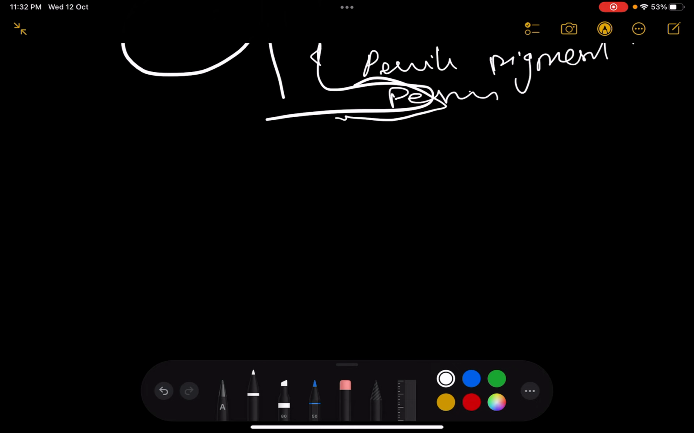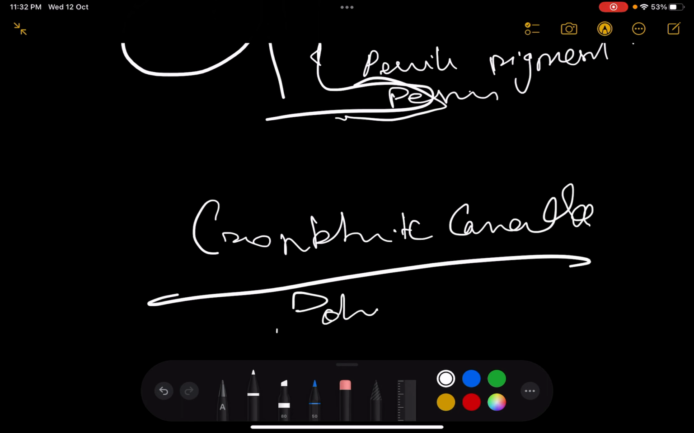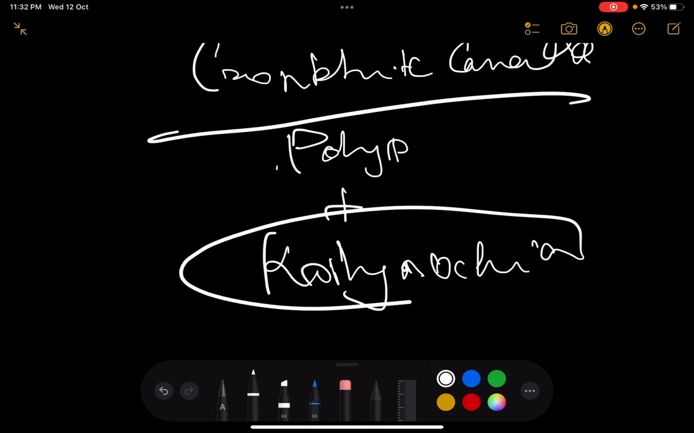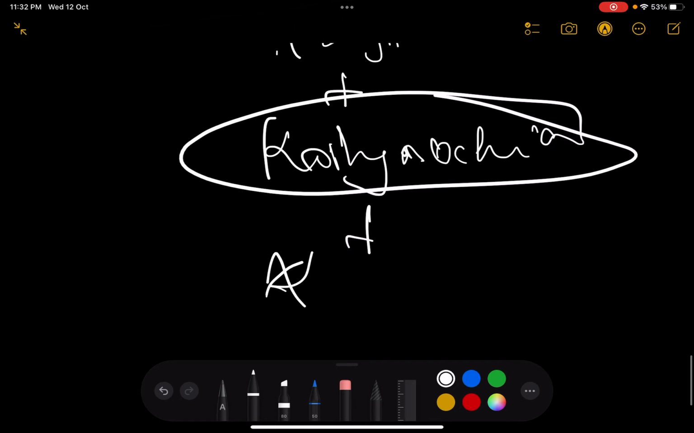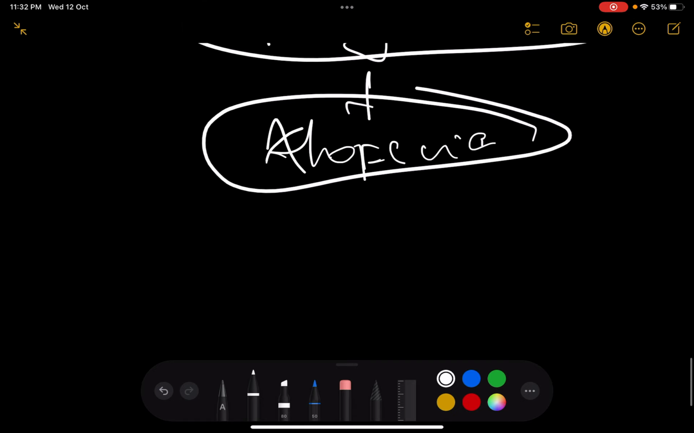A very important disease that I wanted to talk about later was Cronkhite-Canada syndrome. And again, this is something that's associated with hamartomatous polyps only, plus koilonychia, that is nail deformities, plus alopecia, that's hair loss. So that's all about hamartomatous polyps.